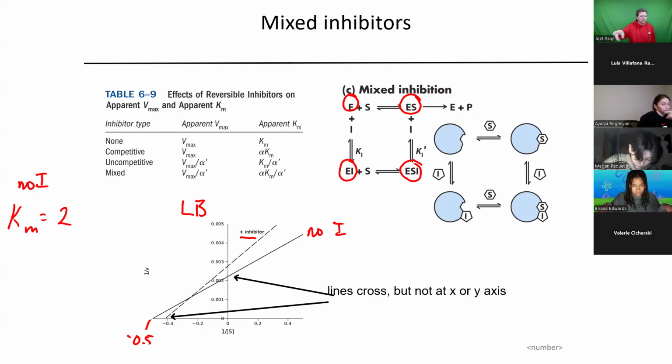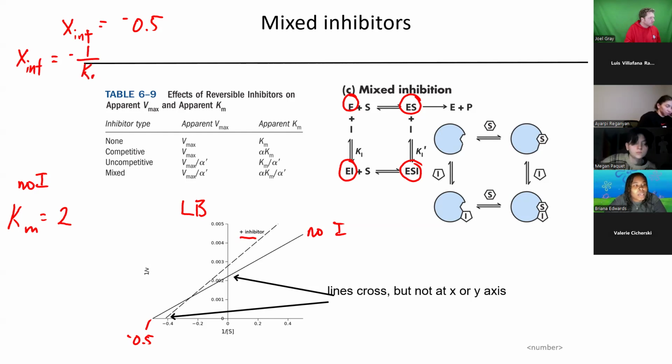Lower affinity. So I just got a question: can I show the individual steps for how I solved it? I absolutely can. So my x-intercept is equal to negative 0.5. My x-intercept is equal to negative 1 over Km. So I'm going to say my x-intercept is negative 0.5. Now I'm going to say negative 0.5 is equal to negative 1 over Km.